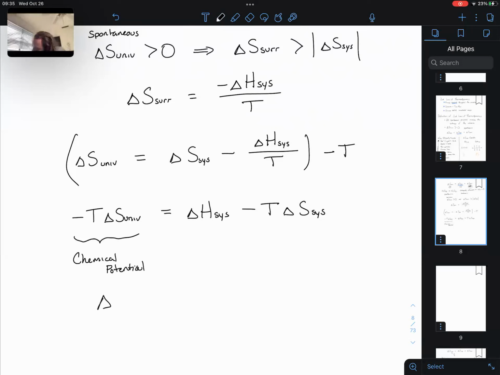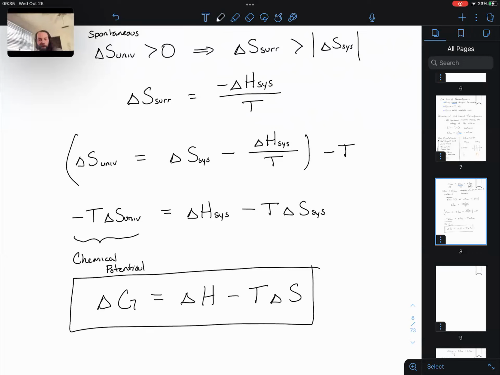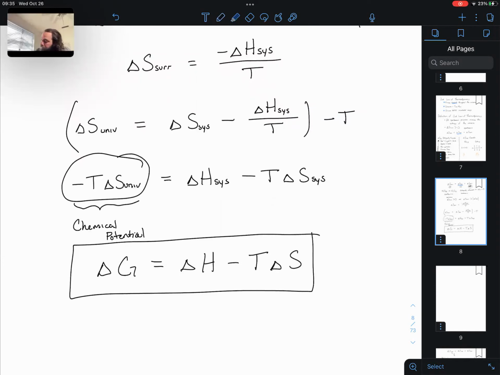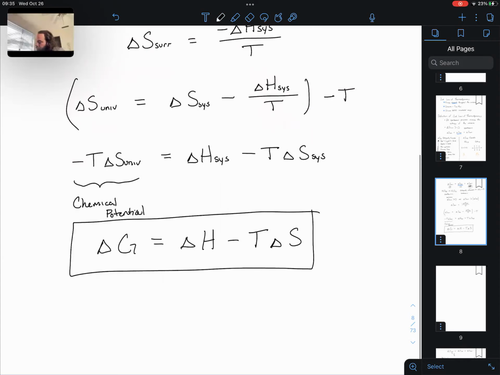This is delta G. Delta G equals the change in enthalpy minus temperature times the change in entropy. This is what we've been working to build, our chemical potential formula here. And the delta G is just this negative T times the delta S of the universe. And remember, we said that in order for a process to be spontaneous, that meant that the delta S of the universe was greater than 0.